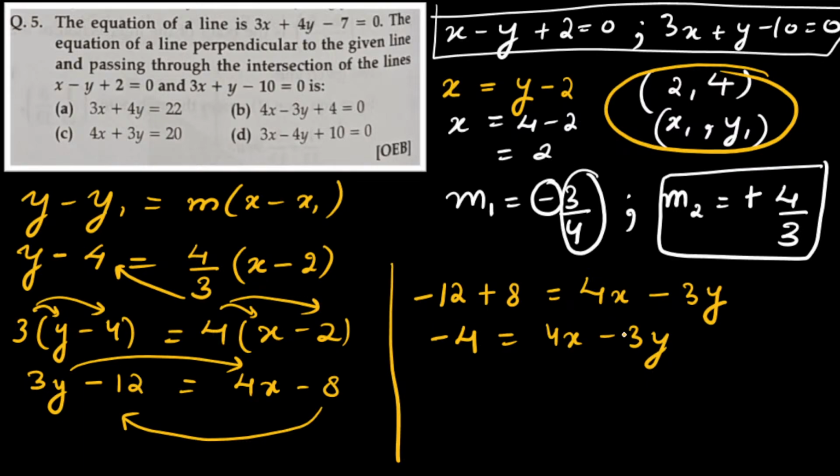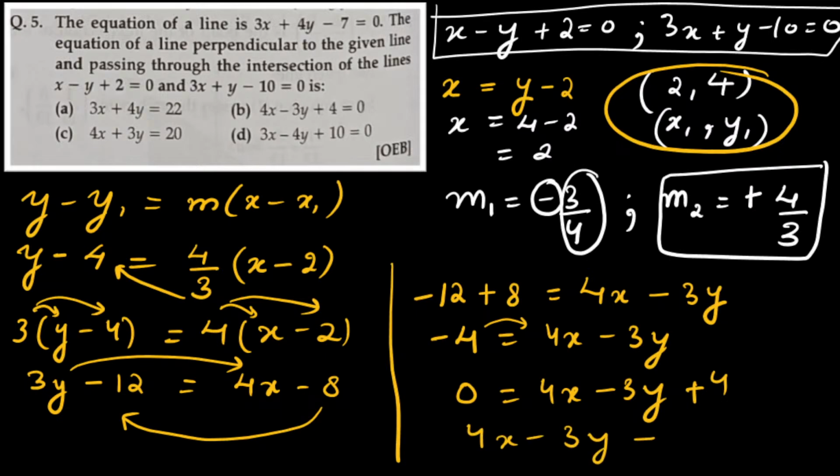So 4x minus 3y. Let's shift minus 4 also to this side, because in all the options we have this type of thing. So 0 is equal to 4x minus 3y plus 4, or I can write it as 4x minus 3y plus 4 is equal to 0. So this is option B. Option B.